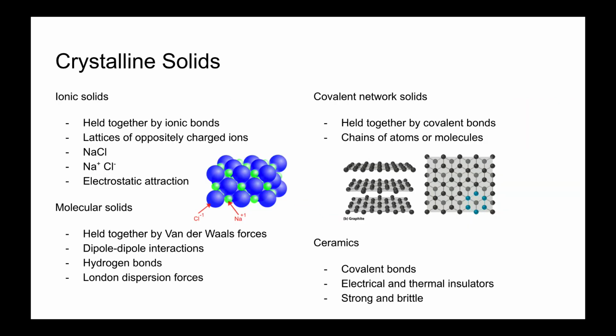Now we will discuss crystalline solids, including ionic solids, molecular solids, network covalent solids, and also ceramics. So first off, what differentiates these crystalline solids is the forces that hold them together. Ionic solids are held together by ionic bonds. They are composed of lattices of oppositely charged ions. For sodium chloride, sodium is positive and chlorine is negative, and the electrostatic attraction between them is what holds the solid together. Ionic solids are usually strong but brittle and have high melting points.